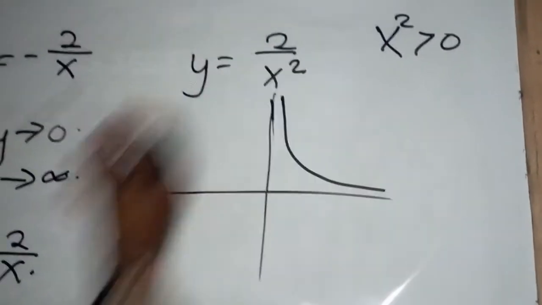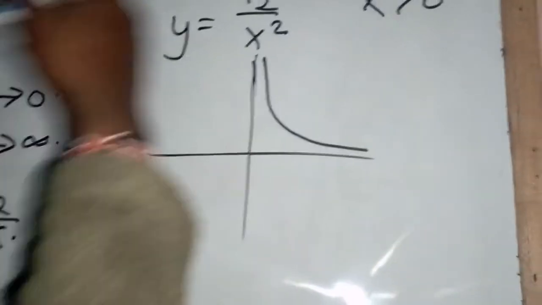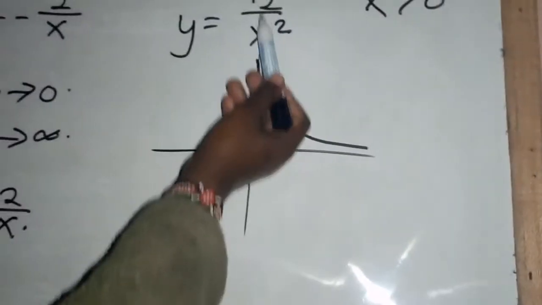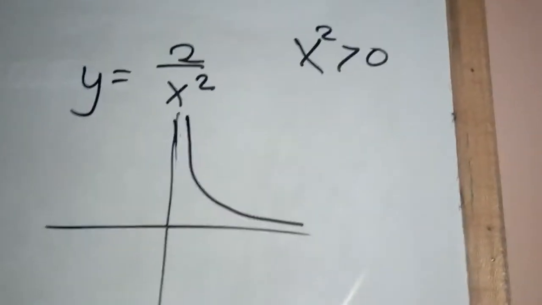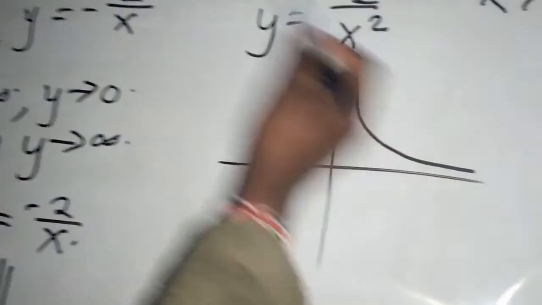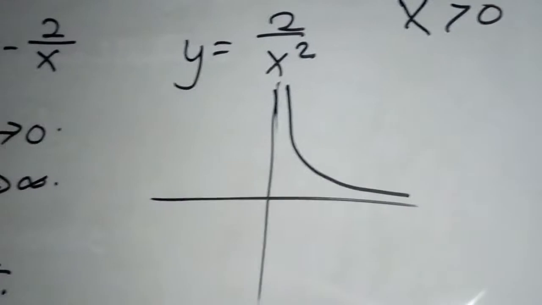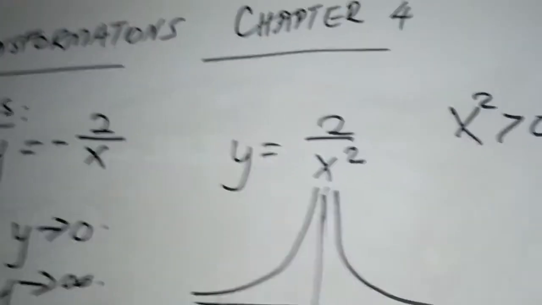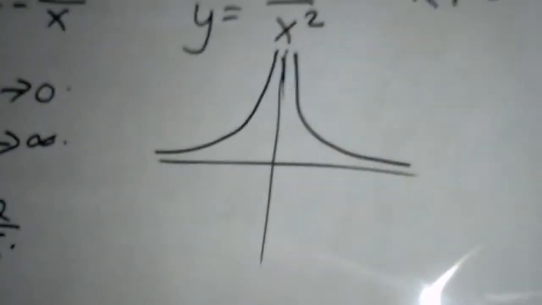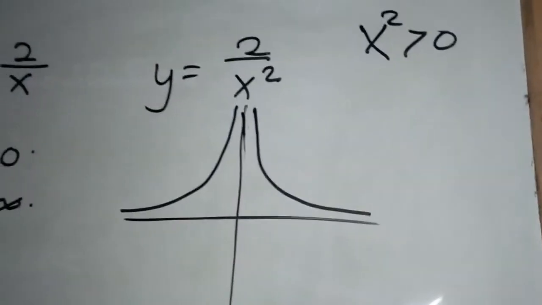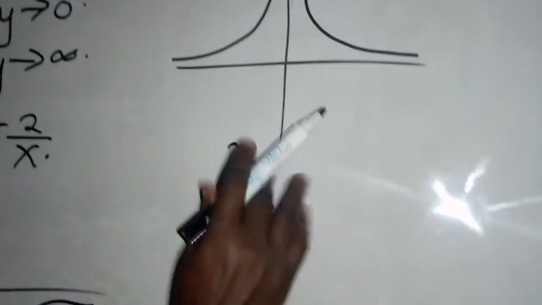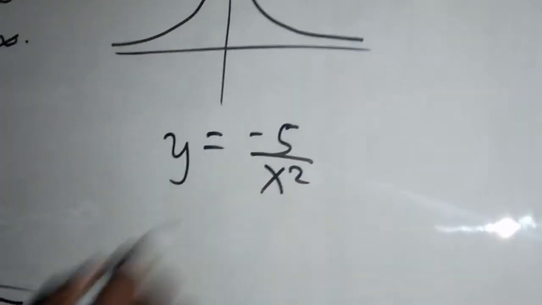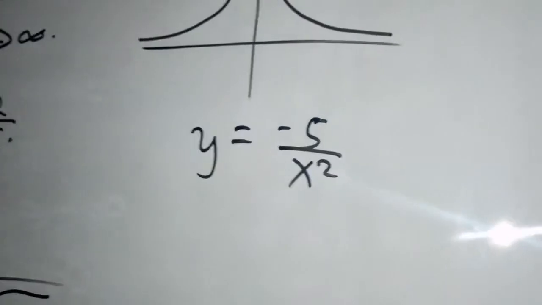But even when x is negative, a negative number squared remains positive. So 2 divided by any positive number, all the values of y, regardless of the nature of x, will always be positive. And that is the graph of y is equal to 2 over x squared. But let's see when we have y is equal to minus 5 over x squared.